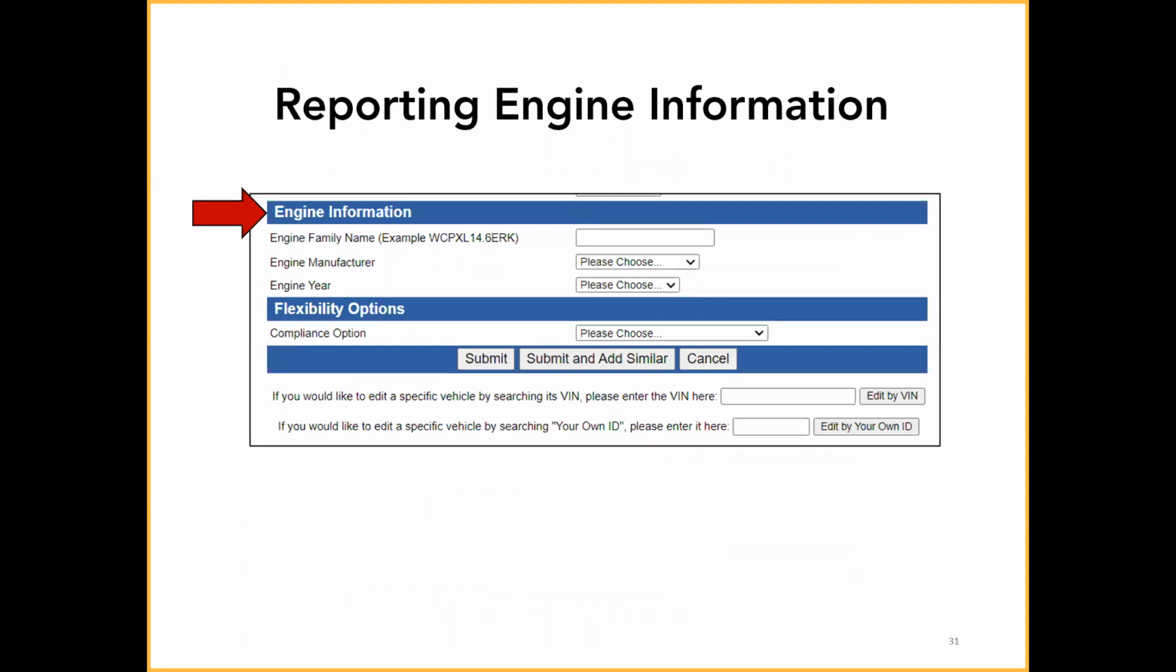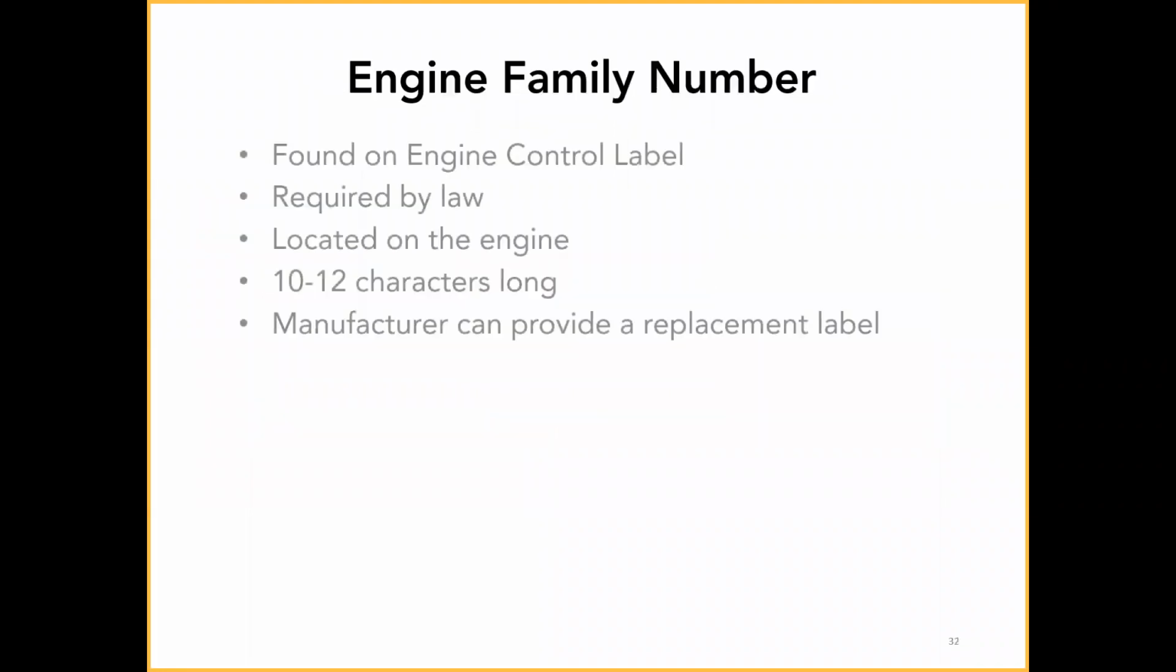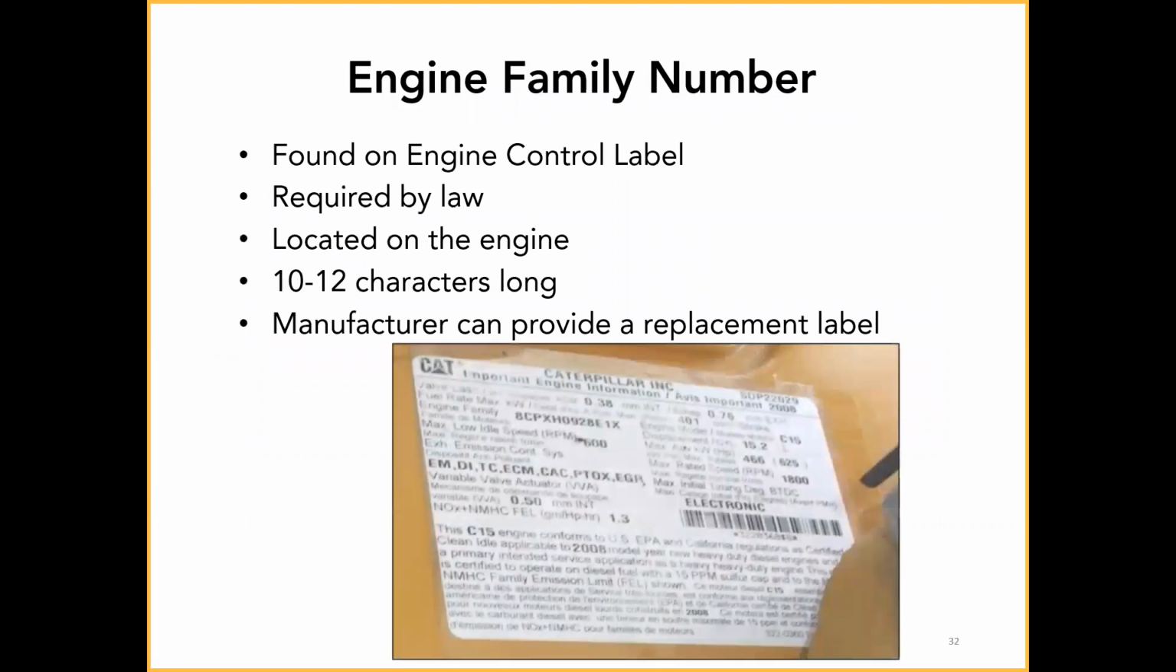In this section, the first piece of information to enter is the engine family. This can be a tricky piece of information to find, so here's a closer look. The engine family number may also be called the engine family name or emission family name or emission family number. This can be found on the emission control label. It is 10 to 12 characters long.